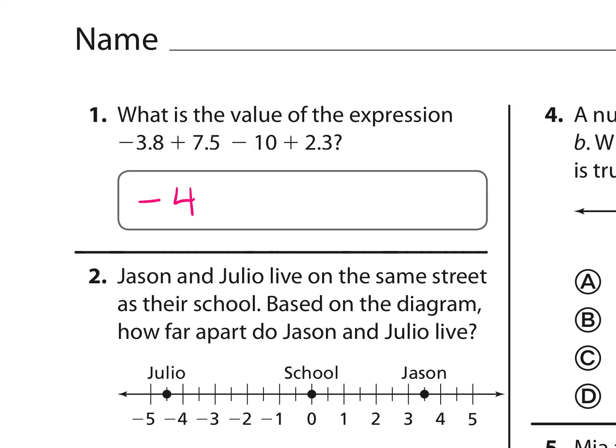NS1C, number 1, what is the value of this expression? Well, you could just go through and work one part at a time. And there's different ways we can do that. We could regroup and say, okay, well, -3.8 minus 10 plus 7.5 plus 2.3 might be a little quicker to work. So I get negative 13.8 plus 9.8, which is negative 4.